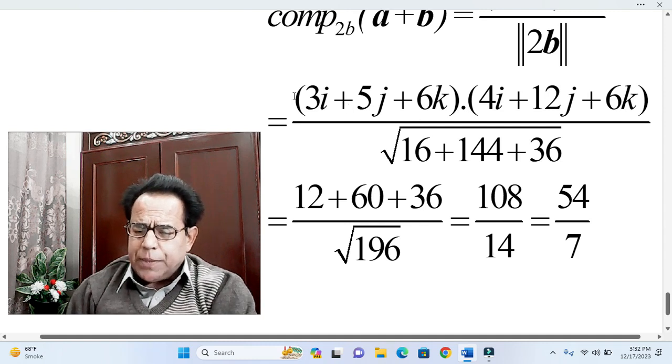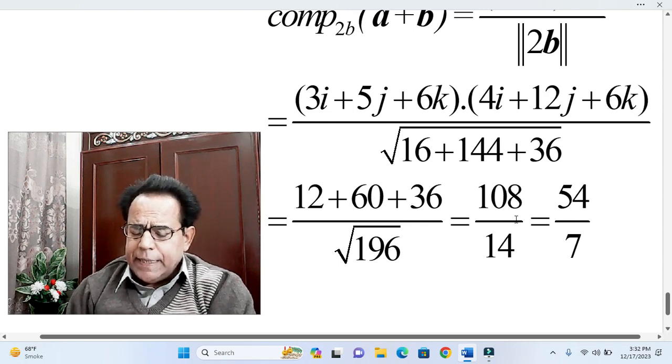A dot B becomes 3 into 4, 12, 5 into 12, 60, and 6 into 6, 36. This becomes equal to 108. These two will be cancelled by 2, 54 by 7. Our answer becomes 54 by 7.